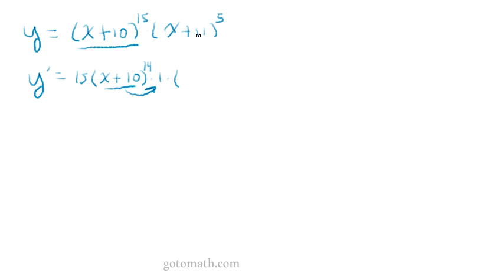Alright, then we rewrite the second function, x plus 11, raised to the 5th power. So we don't do anything with that. Take the derivative of the first and then rewrite the second. Plus, then I'm going to rewrite the first, and now we're going to take the derivative of the second.